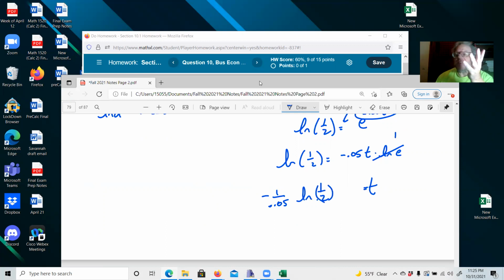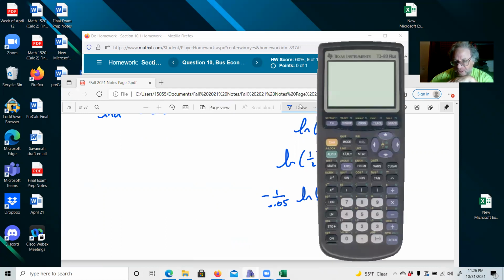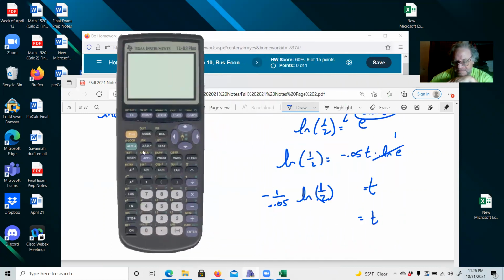Okay, let's plug that in and see what happens. So t is equal to, let's see if it seems reasonable, because this is actually the formula that economists use. And so it's going to seem kind of right. It's going to feel like an answer that you can deal with.